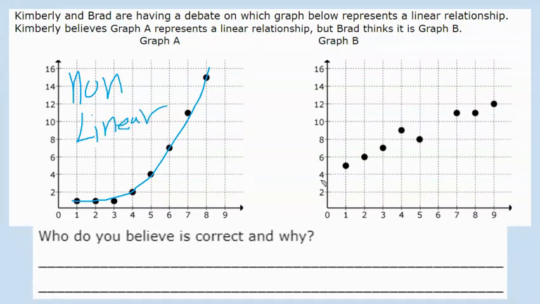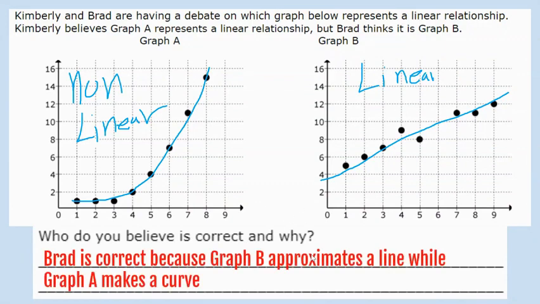And this one is basically making a straight line. So therefore, this one is going to be linear. So Brad is correct. Graph B is linear because it's making a straight line. Okay? Brad is correct because graph B approximates a line while graph A makes a curve. Or you can say what I said: graph B is linear because it makes a straight line, which is more straightforward to me, but write what you like. All right.